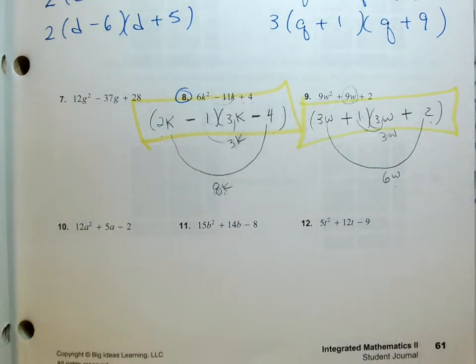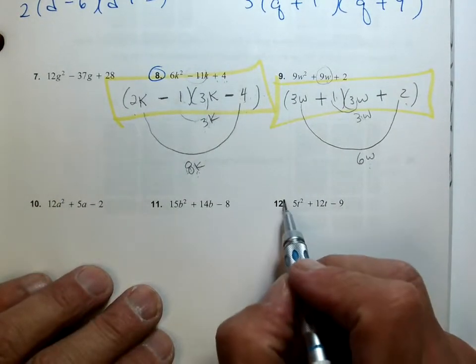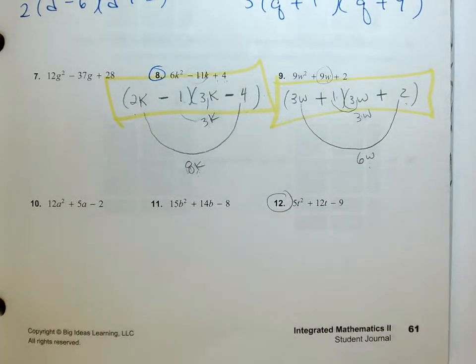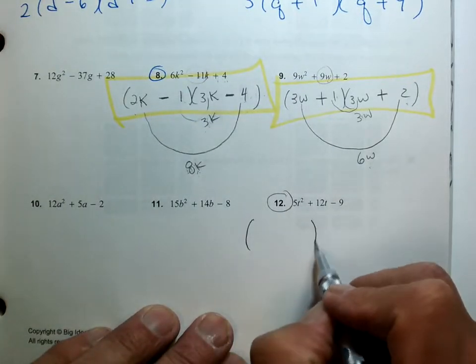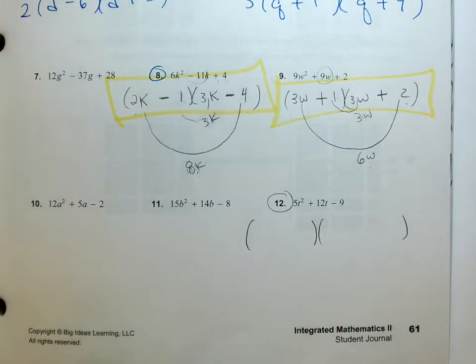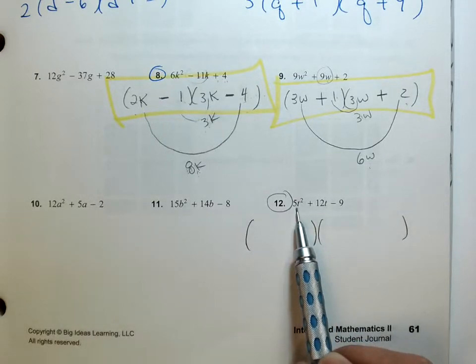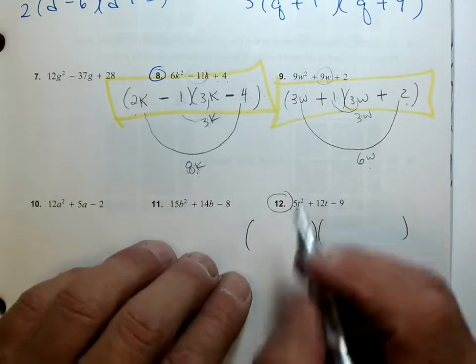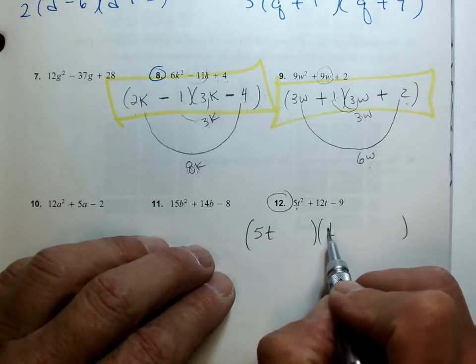Okay, let's go down to number 12. Let's try 12. In 12, what times what makes 5? 5 and 1, 1 and 5. Yeah, totally right. So how about a 5t and a 1t? Totally agree, Michael.